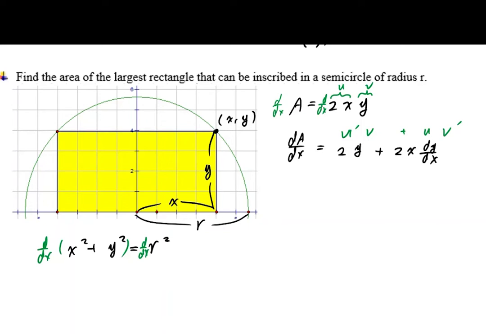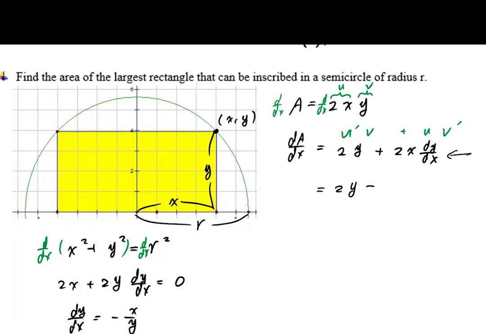So this thing is 2x plus this thing is 2y times dy over dx, and of course the chain rule. And r is constant, so it's not 2r, it is 0. So dy over dx then turns out to be negative x over y. Good. Now shove it right in here. Okay? So what we have is 2y plus negative, right? So it becomes minus.